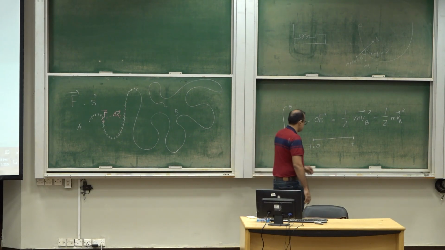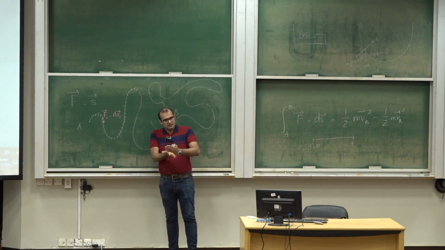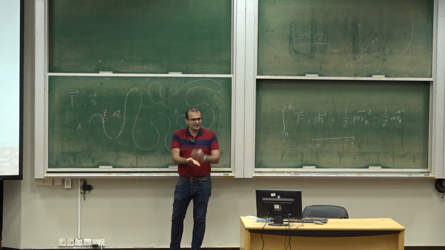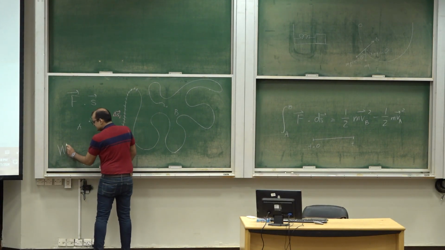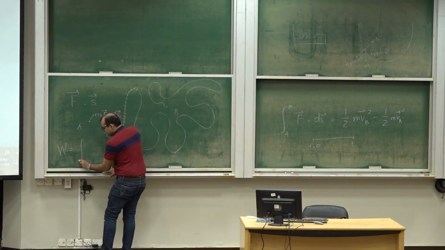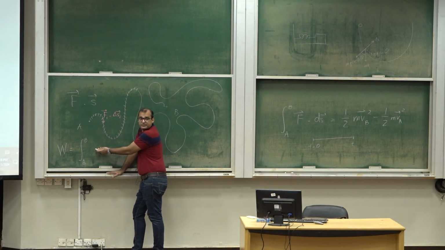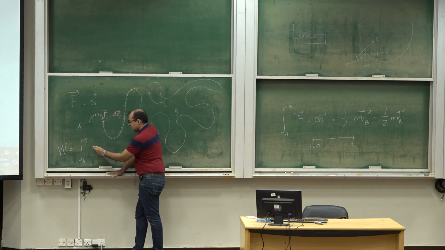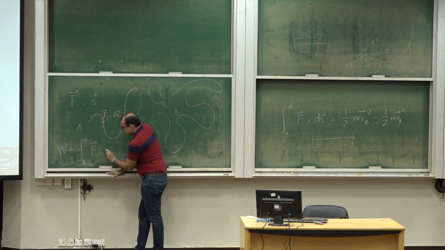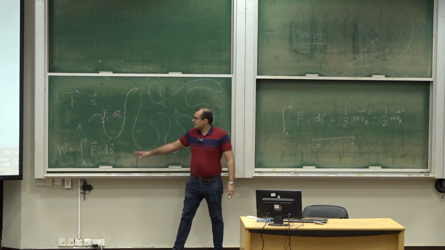So you write that in the limit where this chopping up business becomes more and more refined, what do I get? The work done then equals the integral from A to B of, in the limit where delta Si approaches 0, what does this become? F dot ds. This is your force.